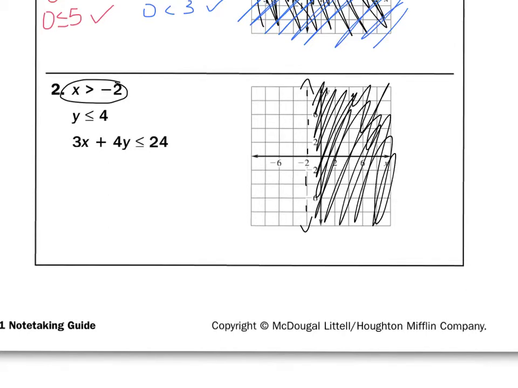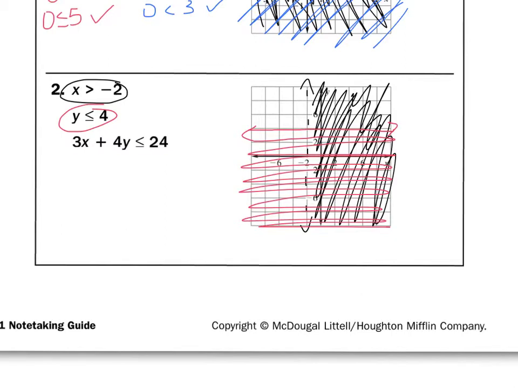Then we move on to y is less than or equal to 4. That is going to be a solid line, horizontal, that crosses the y-axis at 4. Since it's less than or equal to, we shade below it. If it helps, go ahead and erase what's not overlapping.